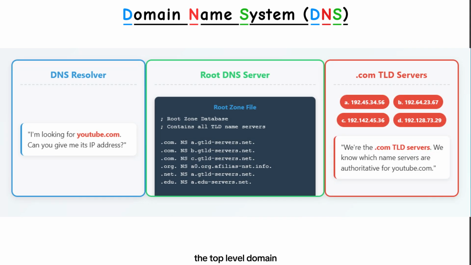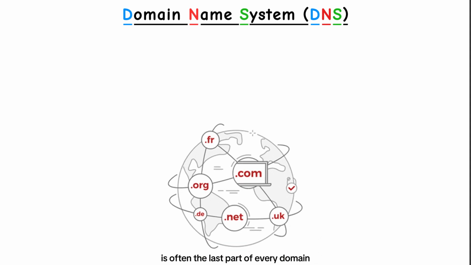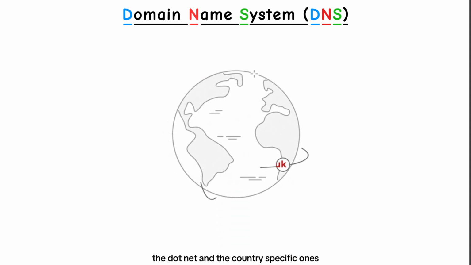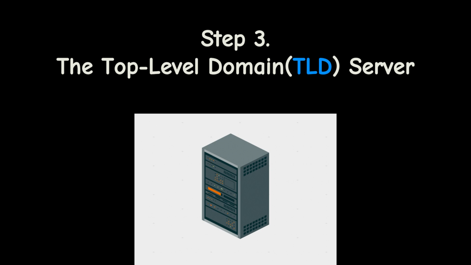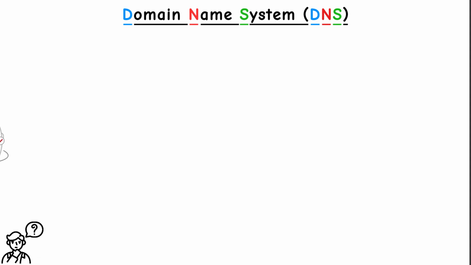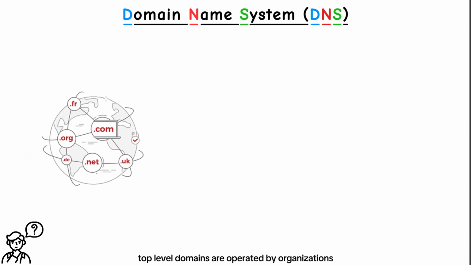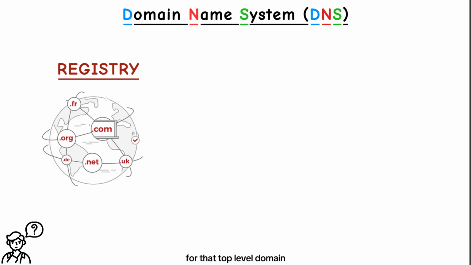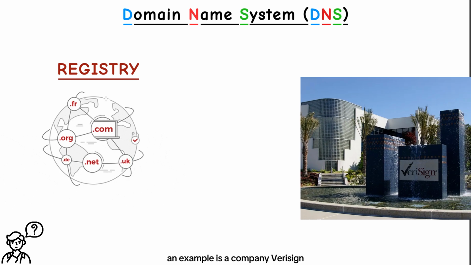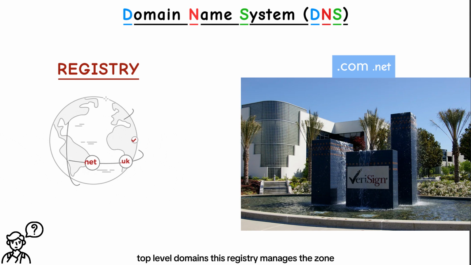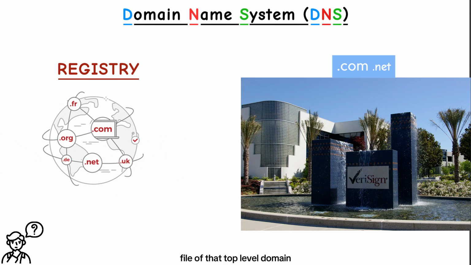The top-level domain is often the last part of every domain. An example is the .com, the .net, and the country-specific ones. To better understand the role of the TLD server, let's take a second to understand something here. Top-level domains are operated by organizations called the registry. They are the ultimate authority for that top-level domain. An example is a company VeriSign, which operates the .com and .net top-level domains. This registry manages the zone file of that top-level domain.